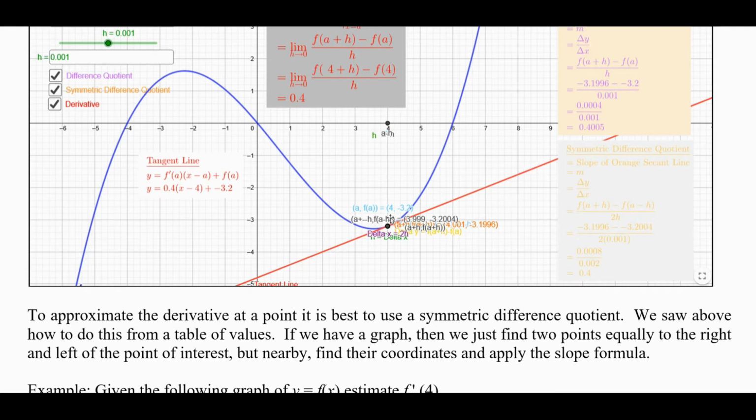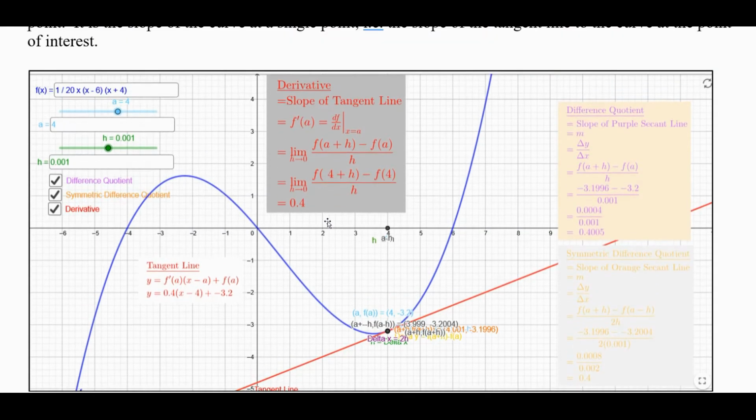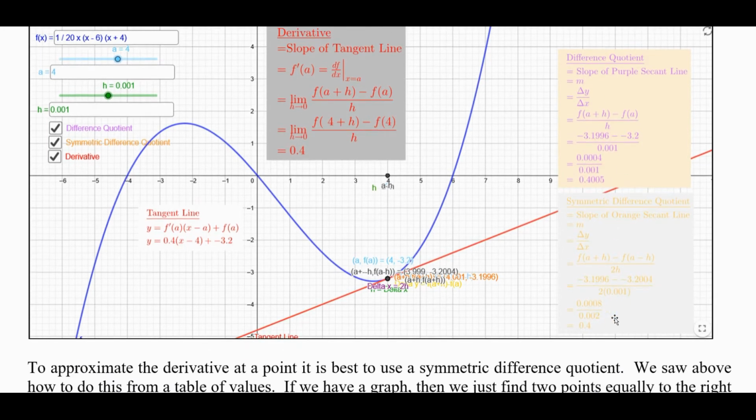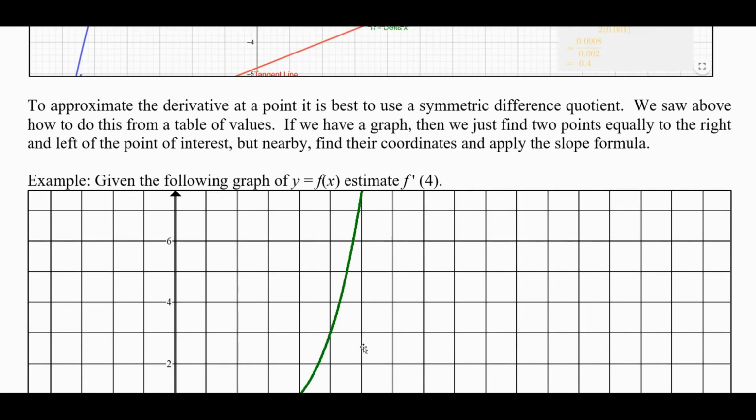And in fact, the slope of that red tangent line, in this case 0.4, is the actual derivative. Here I use a pretty small h, 0.001, and we see that both the difference quotient and the symmetric difference quotient are very close. To the number of digits I have rounded here, they're identical. The slope of that tangent line is the derivative.